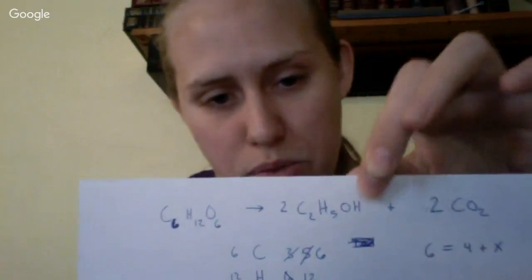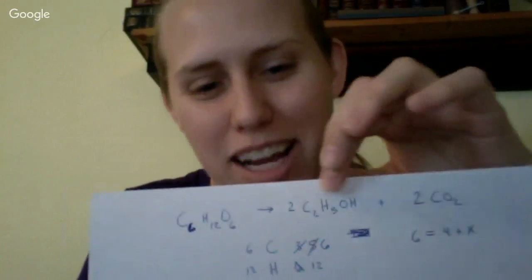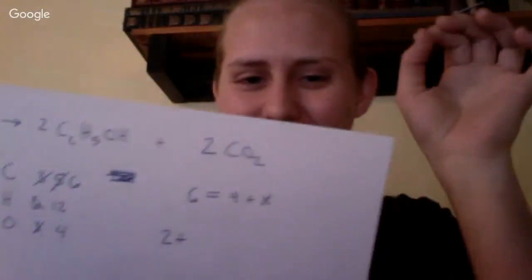Now, we can do the same thing with our oxygen. How many do we have now? From here, we had 2 times what? Okay, so we have 6 altogether then. Yes, but you're jumping ahead. 2 times 1, so that's 2, plus 2 times 2, which is 4. That is our 6. That's it. Okay, now it's done. So it's 1, 2, 2.